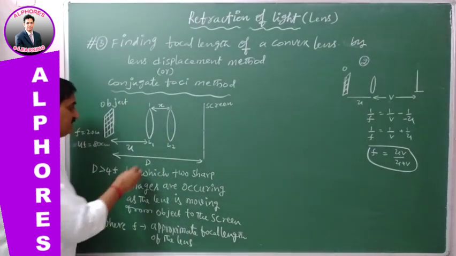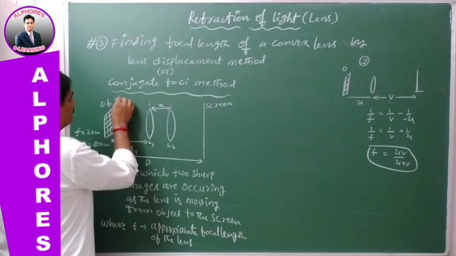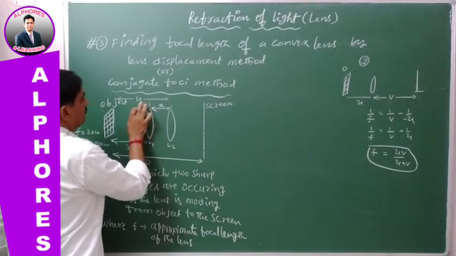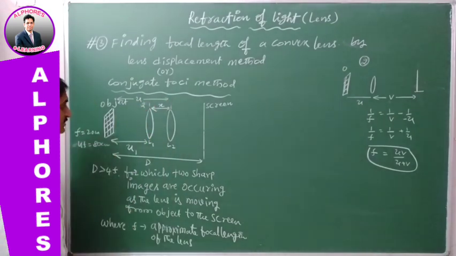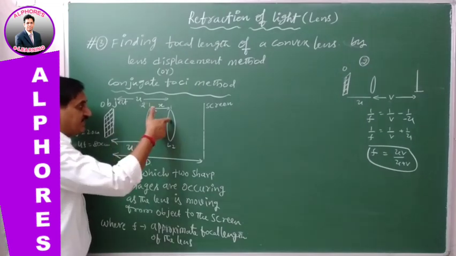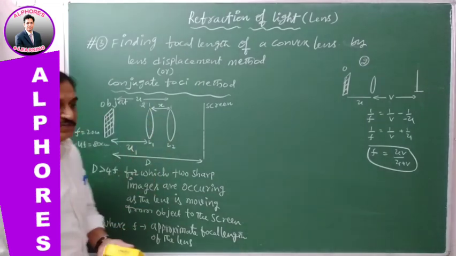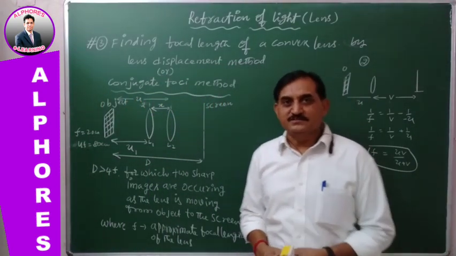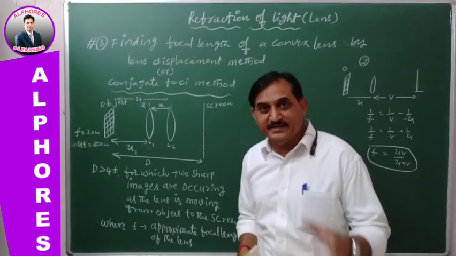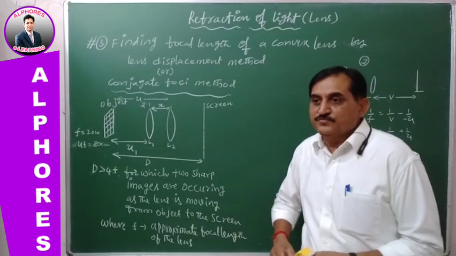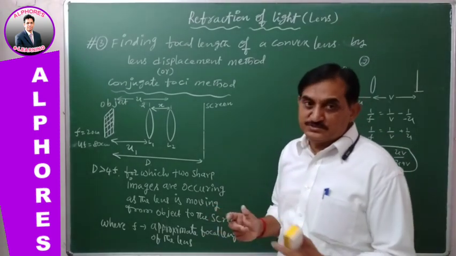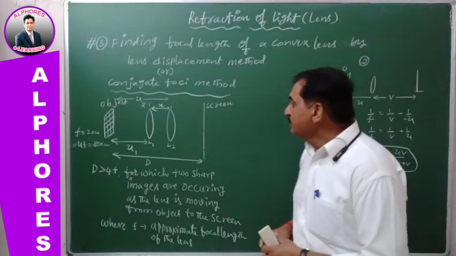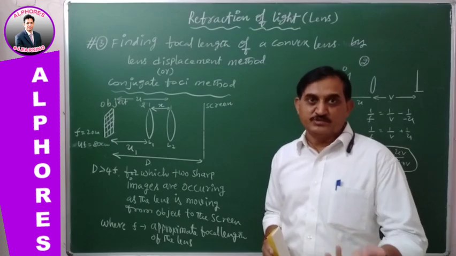Here, this is U1 and this is one more distance, say U2. U1 and U2 mean the first object distance and the second object distance. Therefore, there are two possibilities of object distances for which we are getting sharp images on the screen. So it is a conjugate foci. I will explain more regarding conjugate foci.